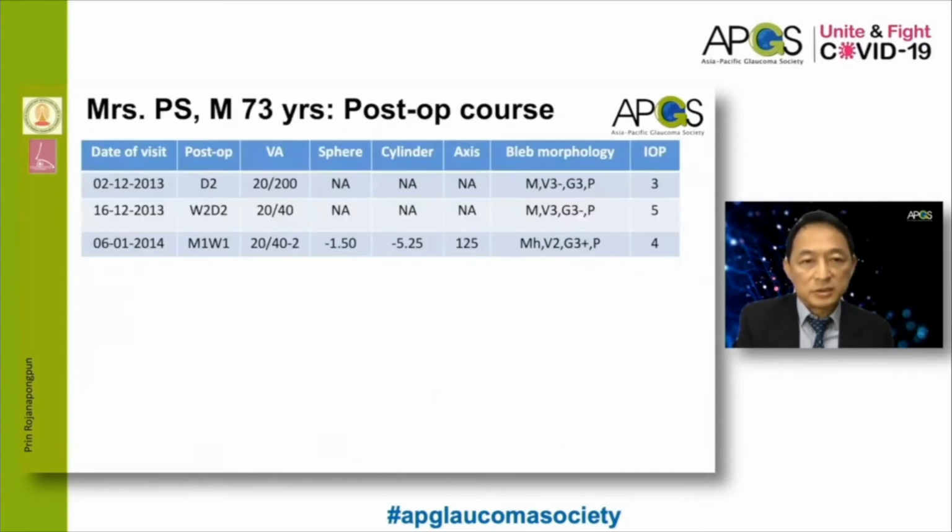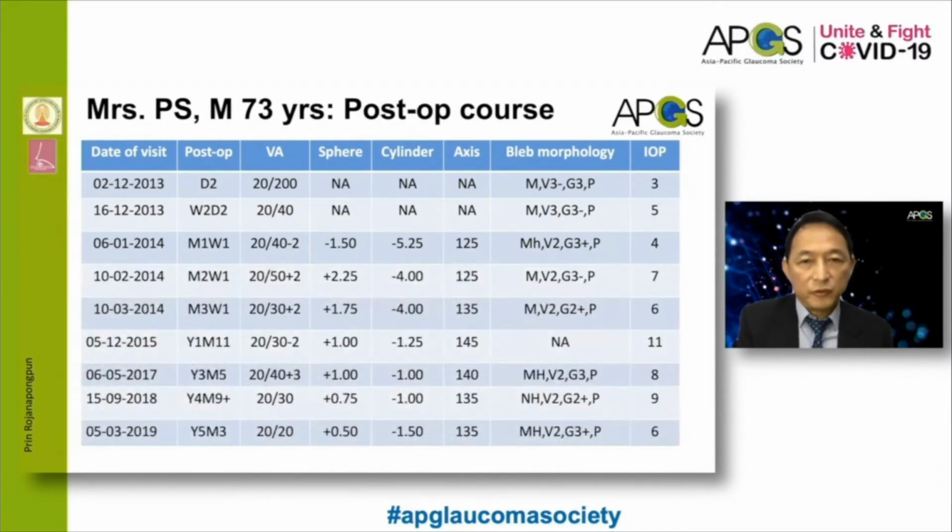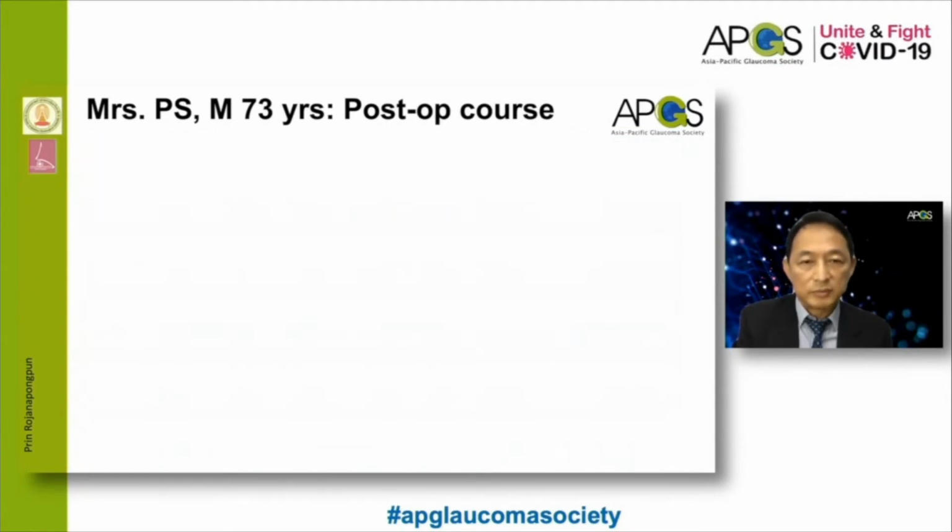So this is a male patient of mine, 73 years old, and this is his post-op course. You can see on day 2, the pressure is quite low until 5 weeks, in the range of hypotony. But when we follow this person to 2 months, 3 months, 1 year, and up to 5 years plus, you see that the pressure is well controlled in a low range and the vision remains stable. Let me blow this up for you.